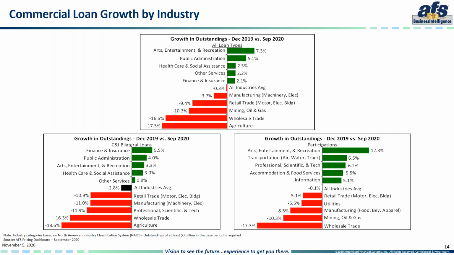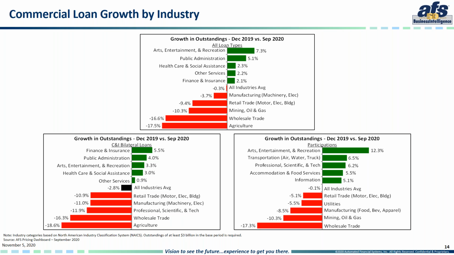The finance and insurance sector ranked highest for year-to-date C&I bilateral loan growth, as shown by the chart on the bottom left. Over the first 9 months of the year, balances remain high in this sector in Los Angeles, Birmingham, Alabama, and Miami. For participations on the bottom right, we see the arts, entertainment, and recreation sector led participation balance growth. Again, Los Angeles and New York contributed to these higher balances, as well as Louisville, Kentucky.